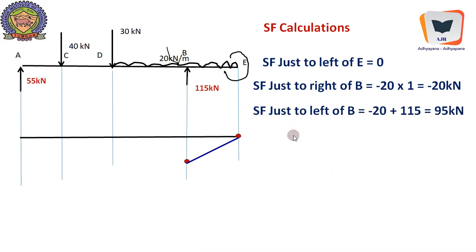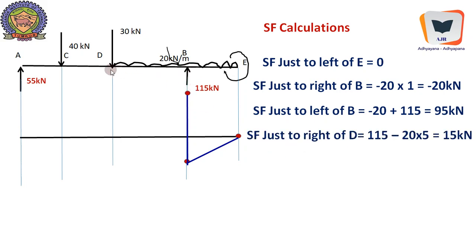And SF just to the left of B, this reaction will be included. Till then it was minus 20 just to the right of B, plus 115, a positive reaction which is going up, which will give us 95 kilonewton. That's also plotted, and it is just connected. And if you visualize this particular height, it is 95 plus 20. It becomes 115, equal to the concentrated load, and of course the concentrated load here happens to be the reaction.